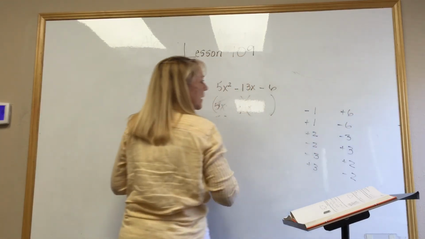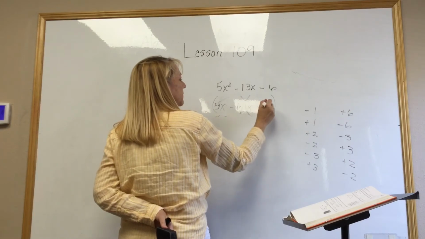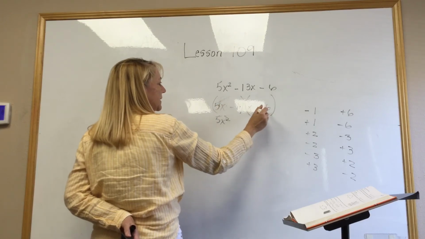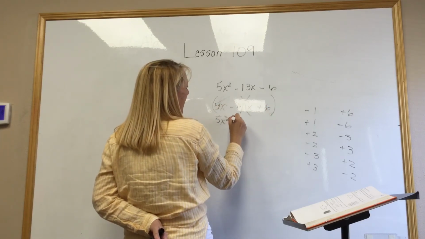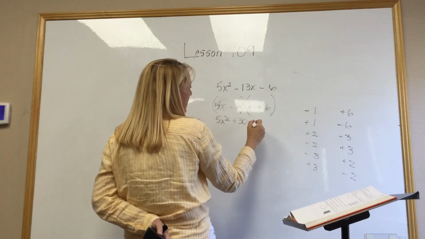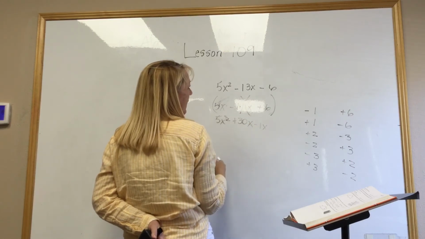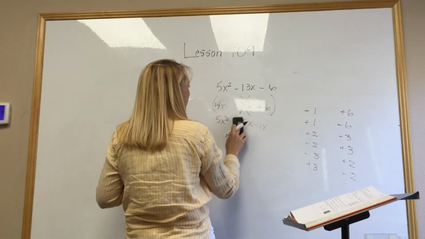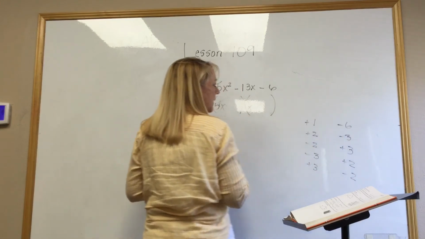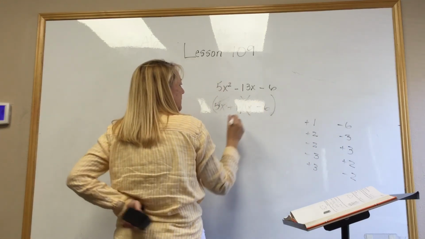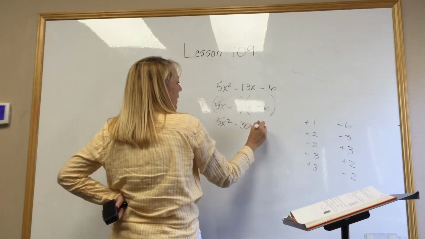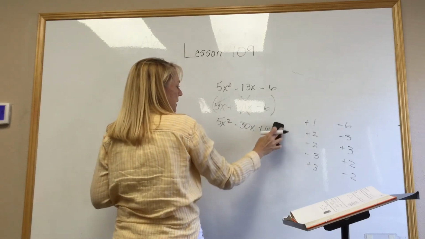Not that one. Negative 1, positive 6. 5x squared. 5x times 6 would be 30x. Ooh, maybe we have a possibility here. And then 1 times x is negative 1x. Nope, that's going to be 29x. So not going to be that one. All right, 1 and negative 6. Plus 1, negative 6. 5x squared, negative 30x, 1x. Nope, that's not 13.